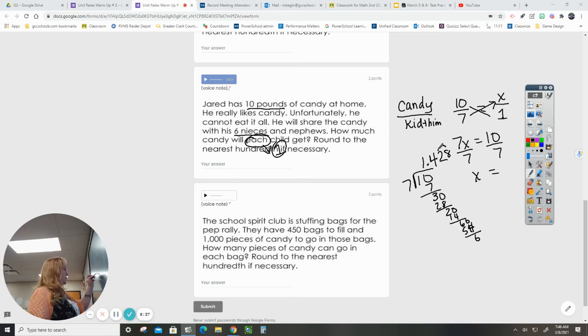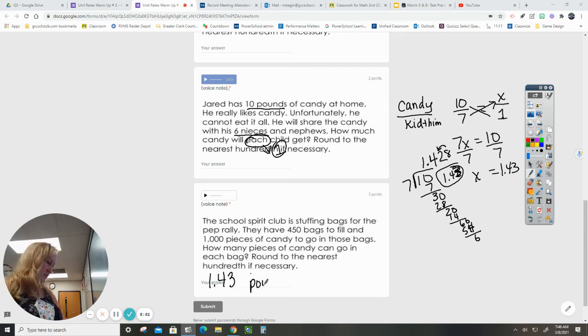Okay, so I need to round. So the answer is 1.423 because it rounds. So X equals 1.43 pounds. So your answer, 1.43 pounds.